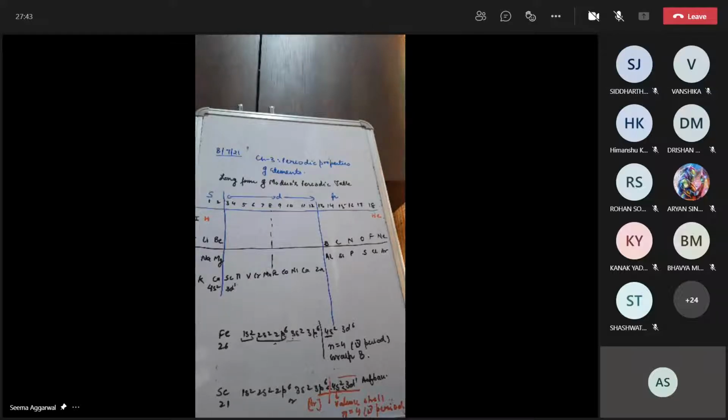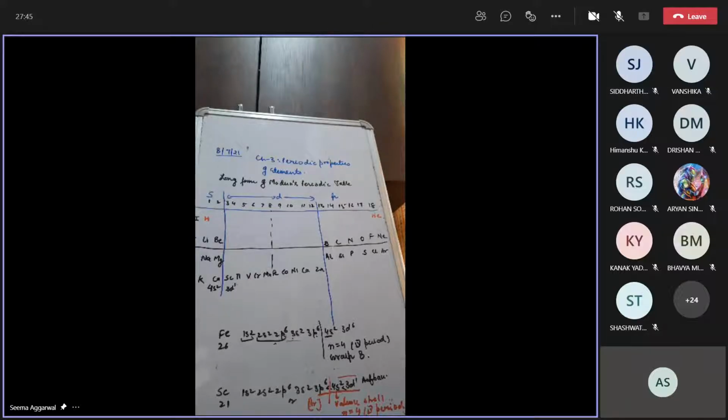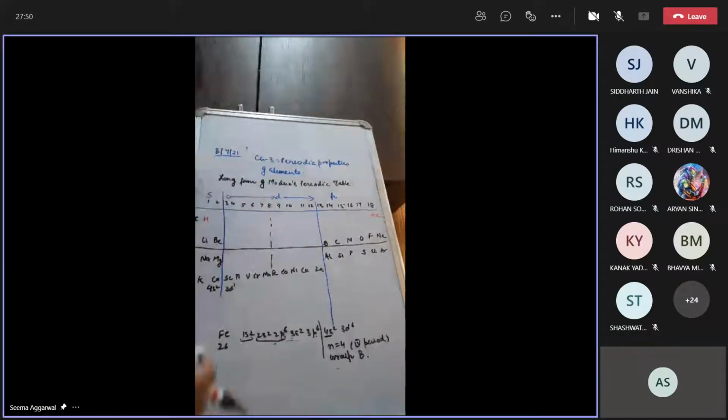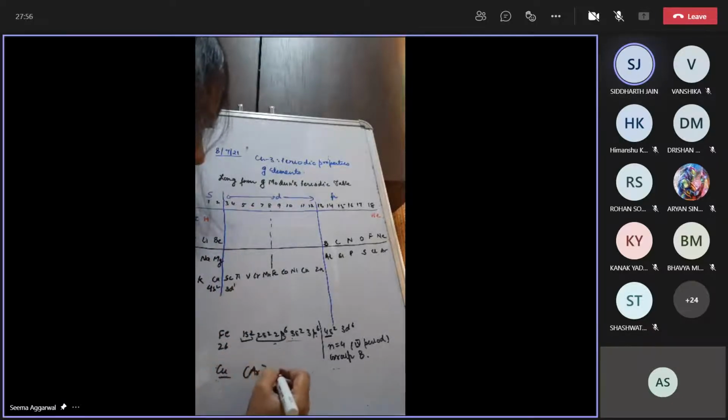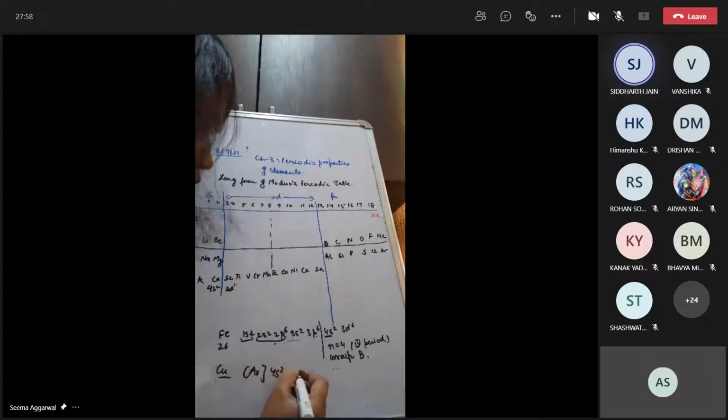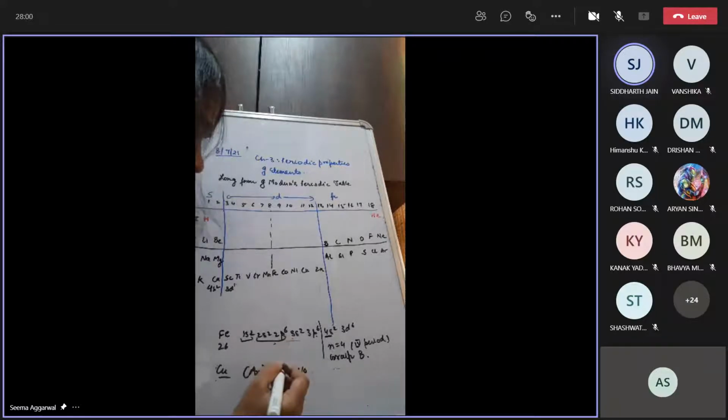Copper is in which group and which period? The atomic number is 29. We will first write the configuration: argon 3d10 4s1. Right. Now, how do we find the period and group?